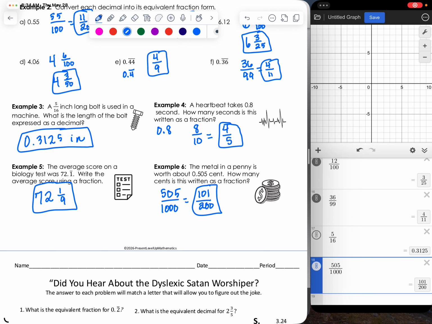And that concludes today's lesson, equivalent forms of fractions and decimals.